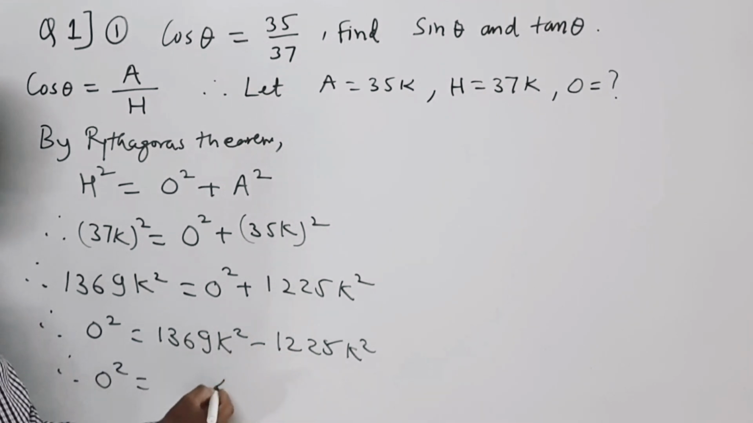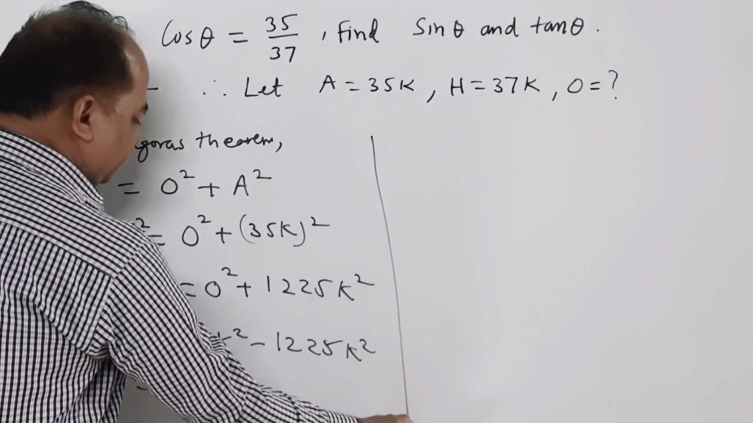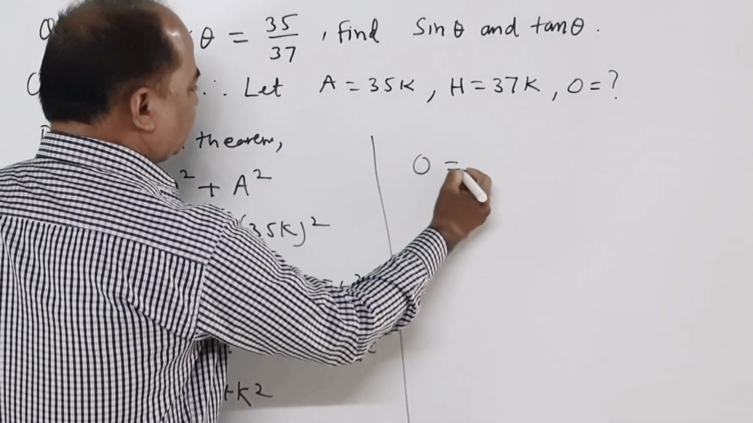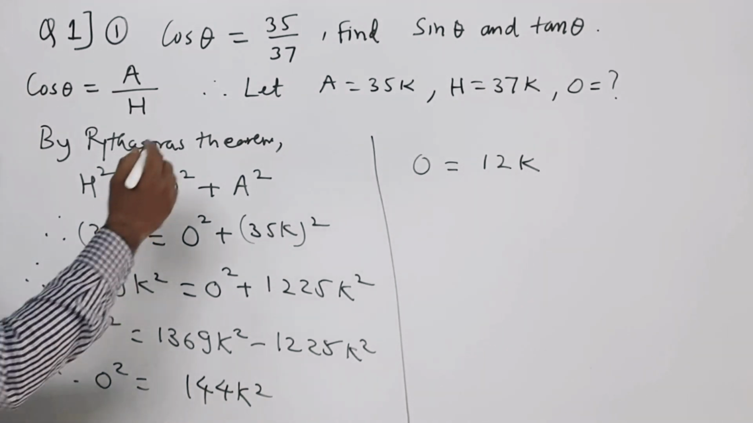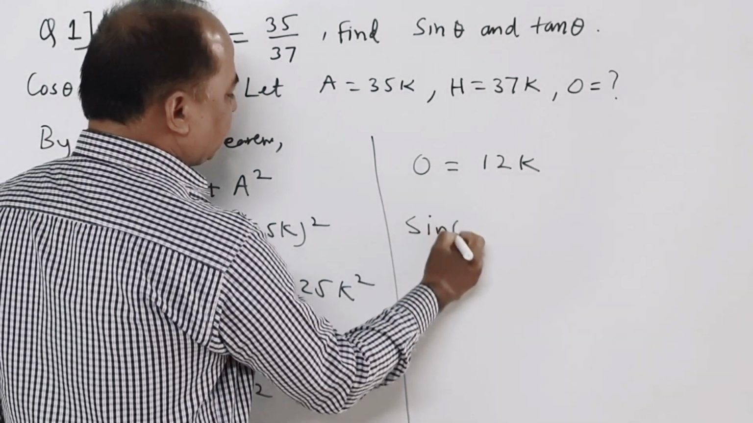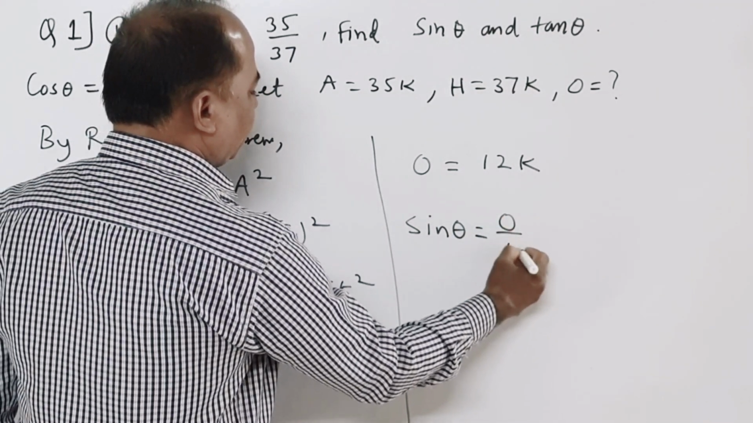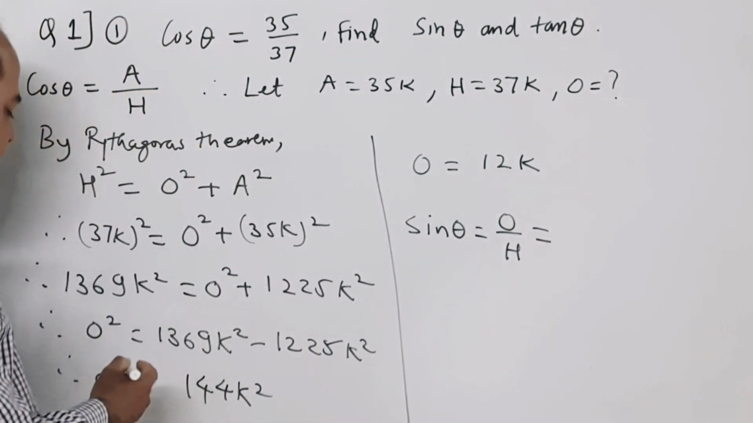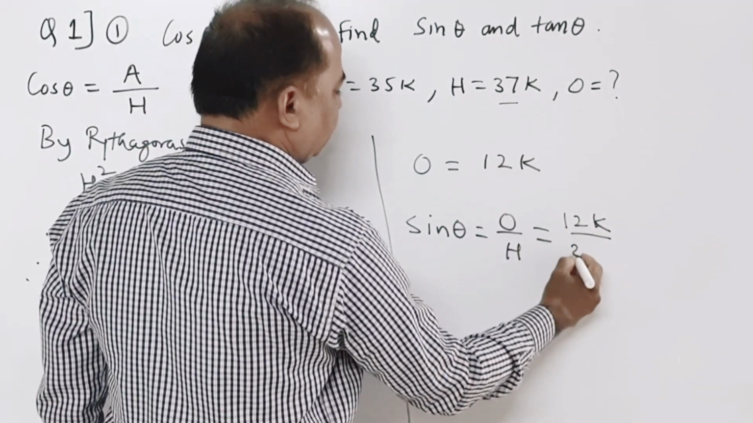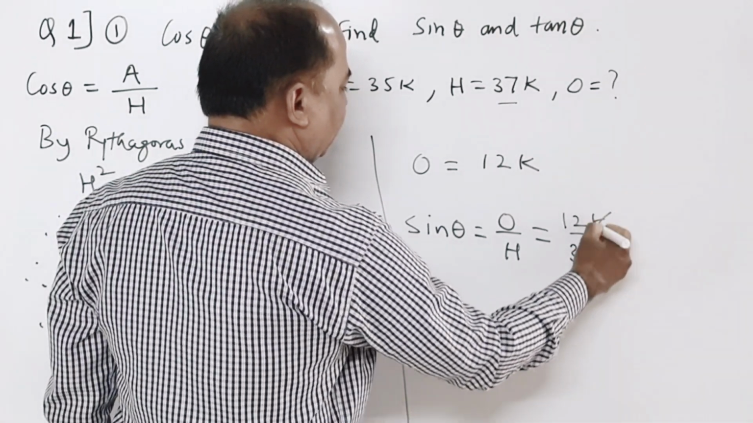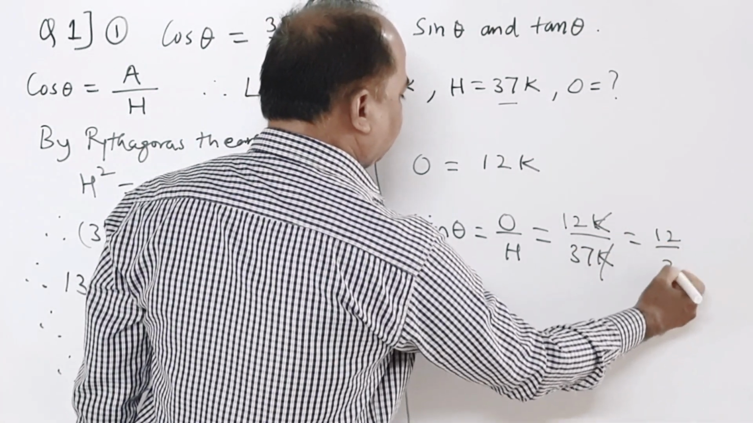Subtracting, we get 144k square. Therefore, the opposite side is equal to square root of 144, that is 12k. Now we know the formula of sin theta. Sin theta is equal to opposite side upon hypotenuse, that is 12k upon 37k. K will get cancelled, so the ratio is 12 upon 37.